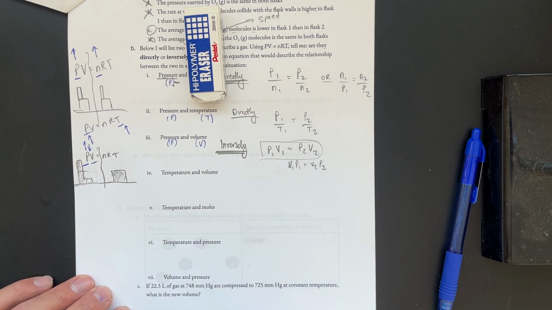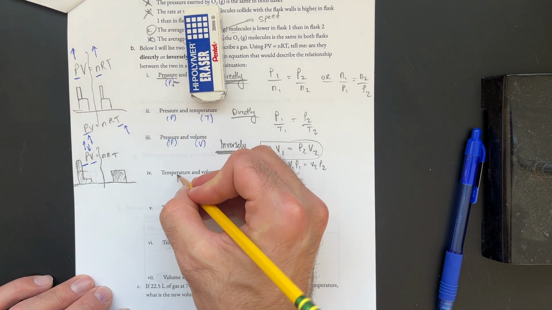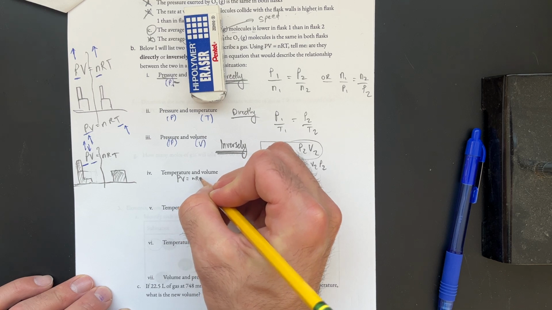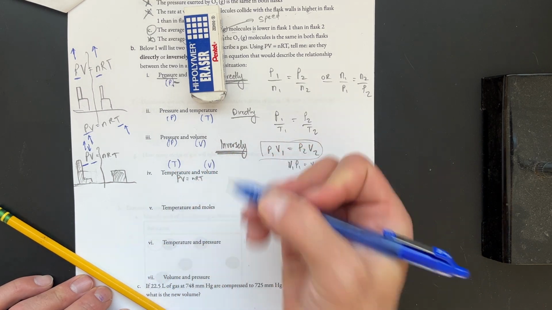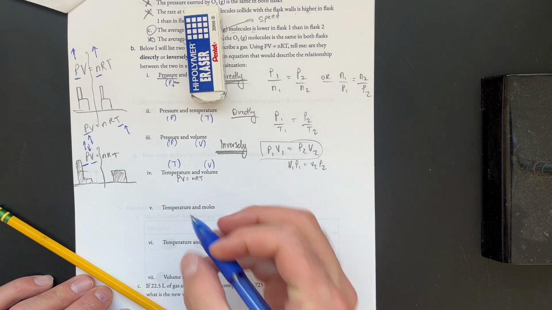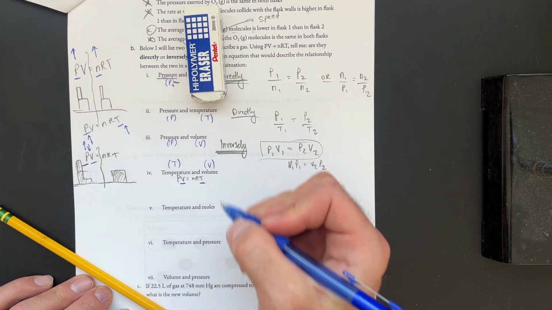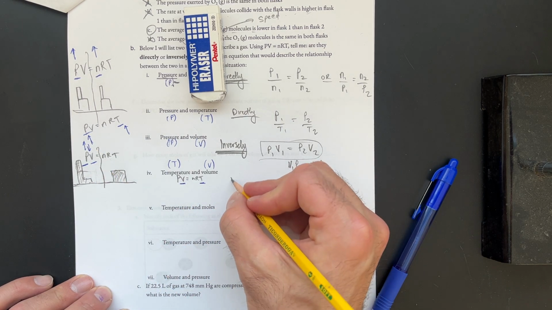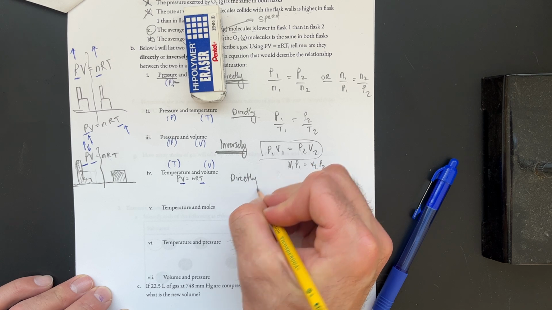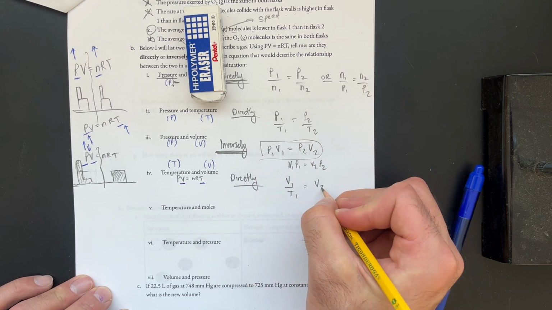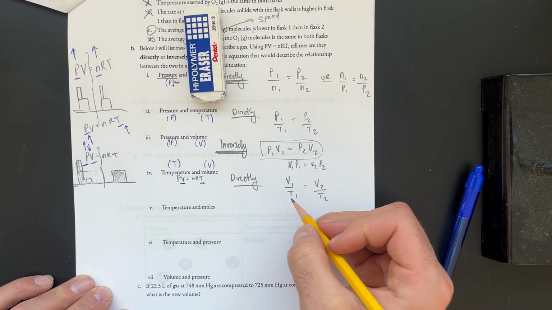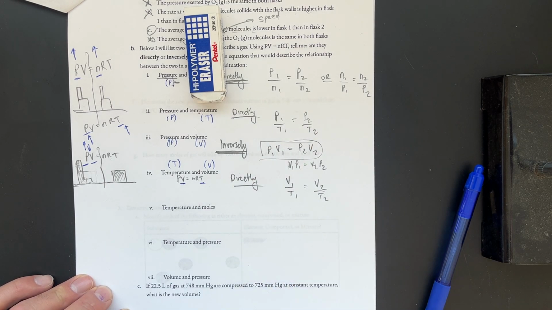Cool, okay. Now temperature and volume. Again, let's think about it. PV is equal to nRT. T and V. And so let's see, we got V, T. These are on opposite sides, so again, we can see it's directly related. And so therefore, it's going to be V1 T1 is equal to V2 T2. Or you could do the opposite, T1 over V1 is equal to T2 over V2. It doesn't matter. Cool. Okay.